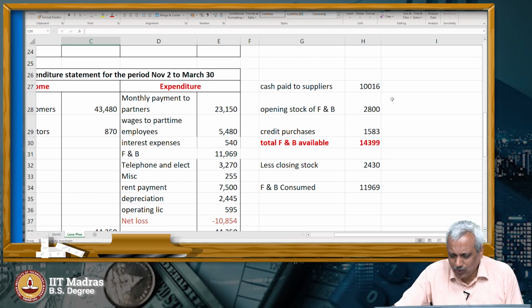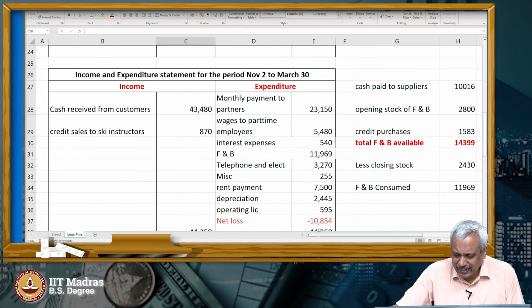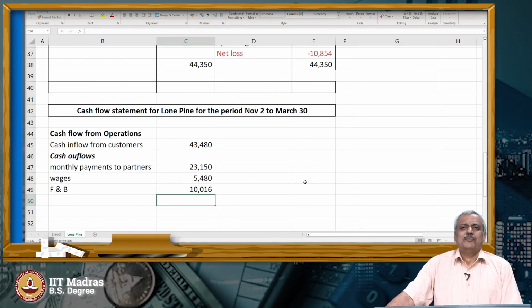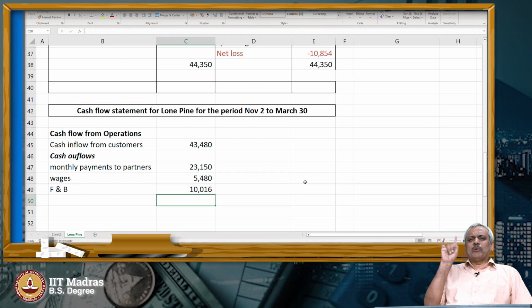Paid to customer, opening stock, closing stock, consume. You are taking it directly. Yes. Because what are we worried about? We are not worried about what is consumed. We are worried about what is paid. That is all you are worried about.